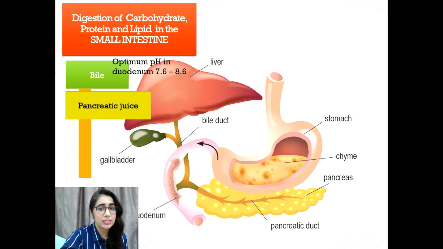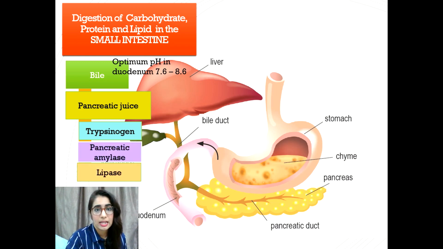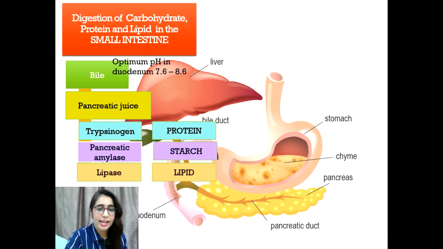Now pancreatic juice. Pancreatic juice is formed in the pancreas and it is channeled through the pancreatic duct into the duodenum. Pancreatic juice is alkaline as it aids in neutralizing the acidic chyme from the stomach and also creates an optimum pH for enzyme action. Pancreatic juice contains trypsinogen, pancreatic amylase and lipase to digest protein, starch and lipid respectively.